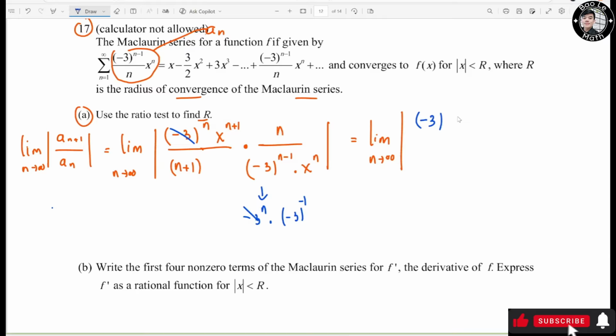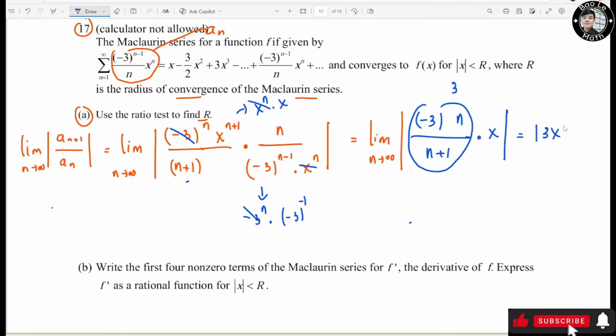And over n plus 1 right here. Now this guy right here can be written as s to the n times s. This guy cancels out, right? So I only have s left right here. So it's going to be the absolute value of 3s.